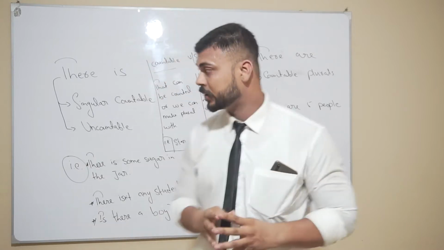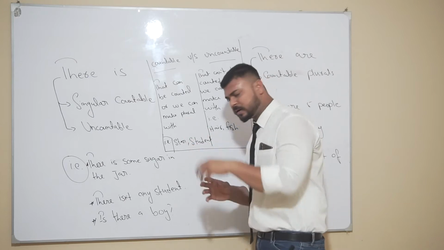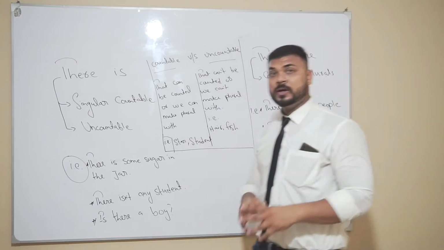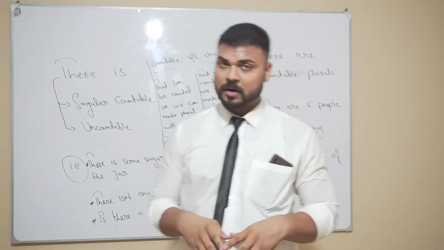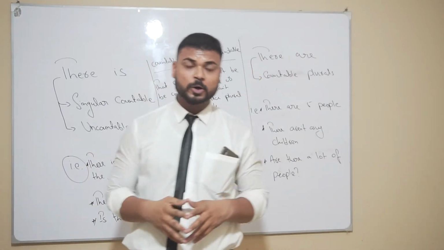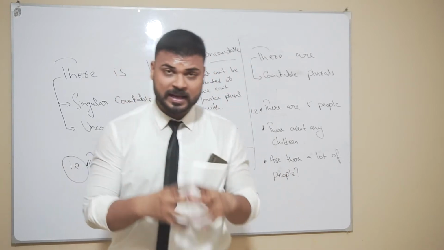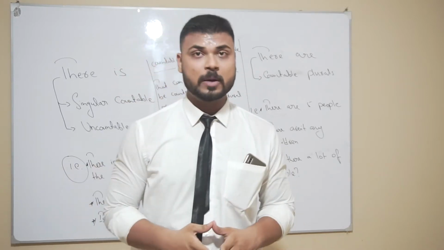For example, star. If you can see this, I have written it in a really little font. If you can see it, it is star. The star is countable, we know. Stars are countable, we know. But still we are going to use them with there are, and we are going to use it in the place where we use countable nouns.